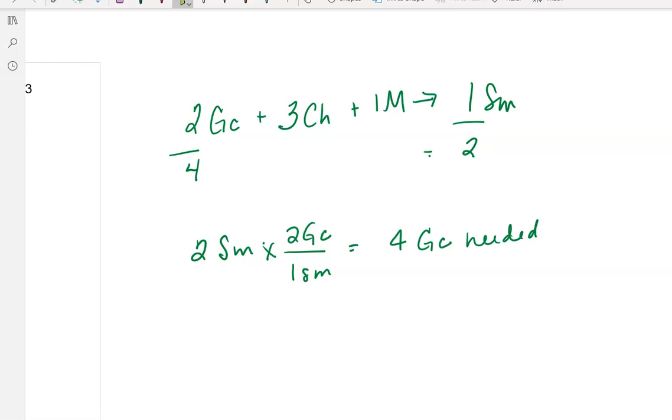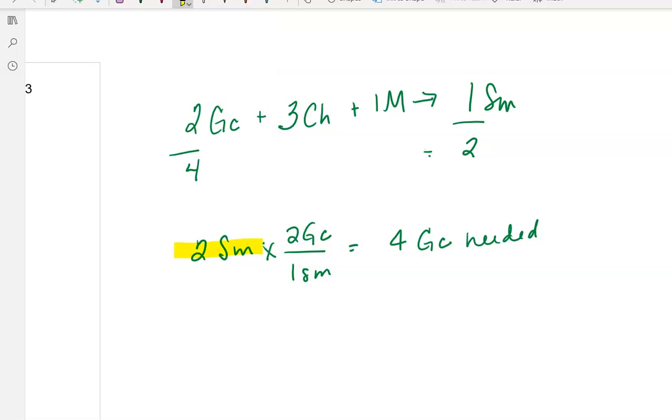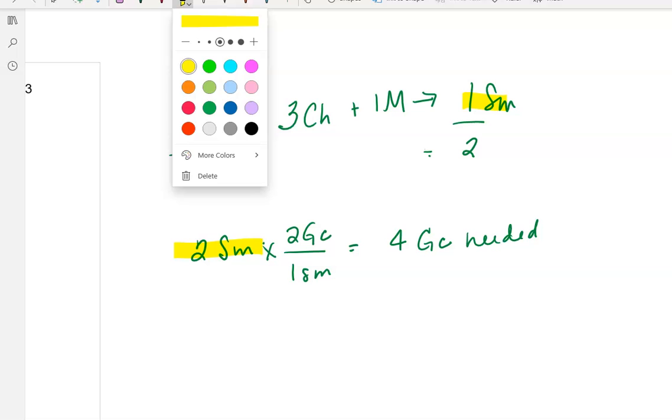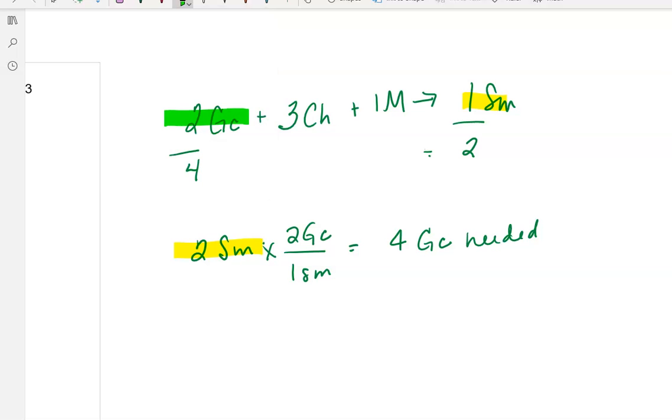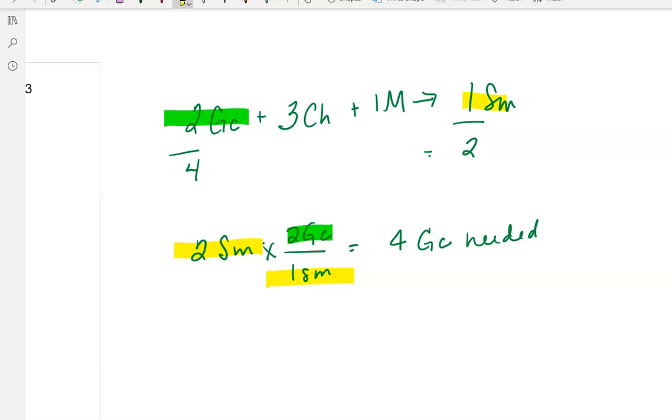We call the number that we're starting with our known amount. So in this case, I knew I wanted to make 2 s'mores. I know that the ratio of s'mores to graham crackers is a 1 to 2 ratio. So I have put my s'mores, 1 s'more requires 2 graham crackers, and I'm making 2 s'mores. So I end up multiplying by that ratio of 2 graham crackers over 1 s'more.